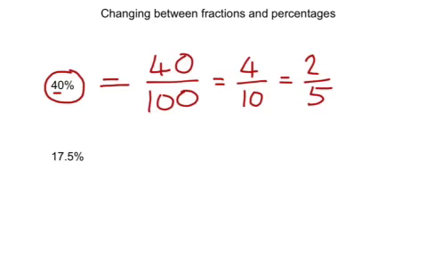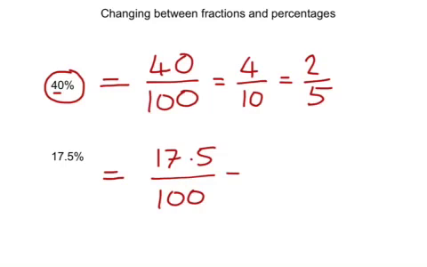This second example, 17.5%. Well, let's do the same thing. That's 17.5 out of 100, or divided by 100. This time we've got a decimal on top, and we don't like that decimal mixed with a fraction. So this time, instead of dividing by something, I'm going to multiply. I'm going to multiply by 2 to make that 35 over 200.